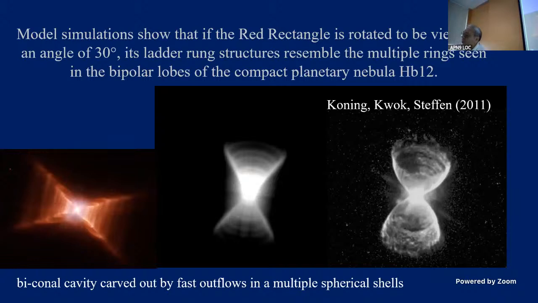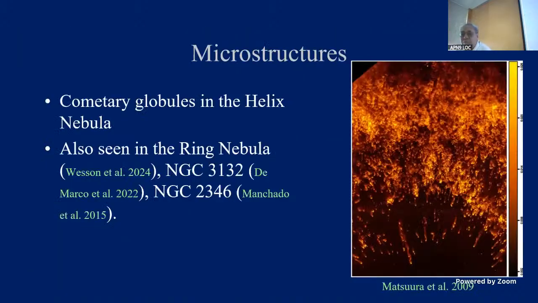Now, the interesting thing is that we all know about the famous ladder structure in the Red Rectangle. Now, by simulation, you can construct a model of the Red Rectangle and turn it around, and it looks exactly like Hubble 5. So the ladder has become the two-dimensional rings. So again, this means there's some kind of a cavity being driven out of the circumstellar nebula, probably in an episodic manner, creating these two-dimensional rings.